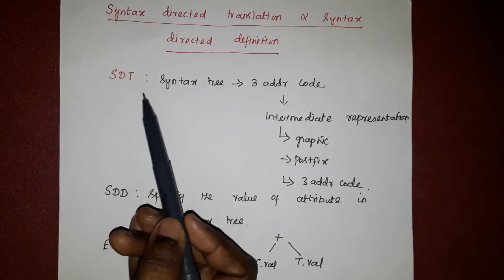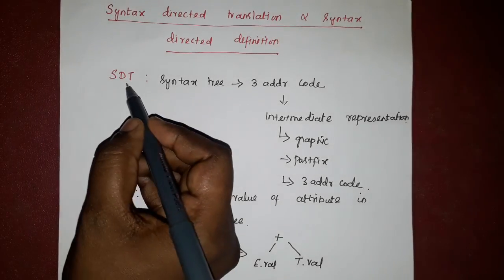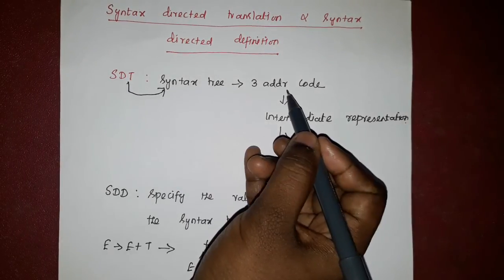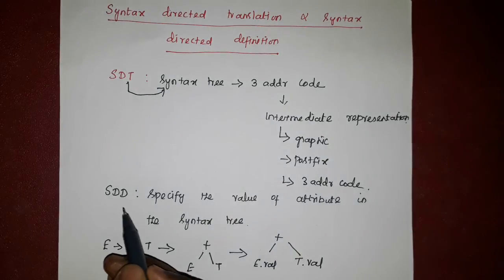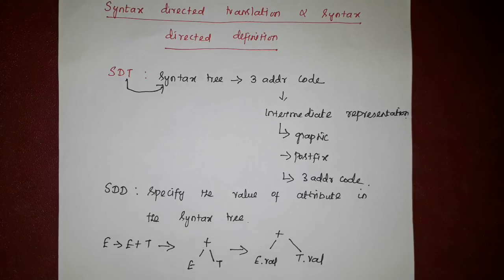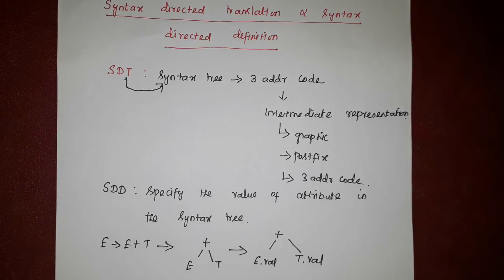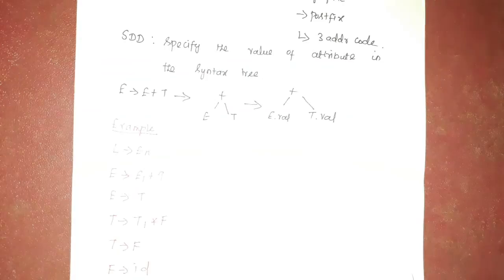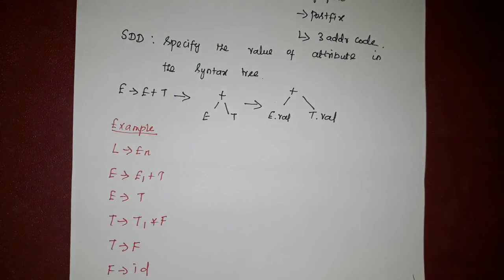So syntax directed definition is nothing but the value specified in the syntax tree. Syntax directed translation is used to directly translate the syntax tree into 3 address code, and syntax directed definition is used to specify the value of attributes in the syntax tree. Let us see one example for the syntax directed definition. So this is an example.